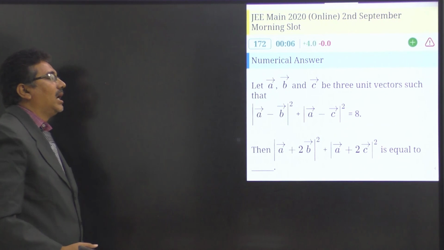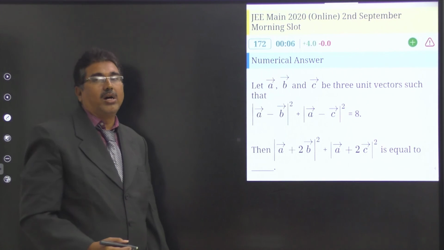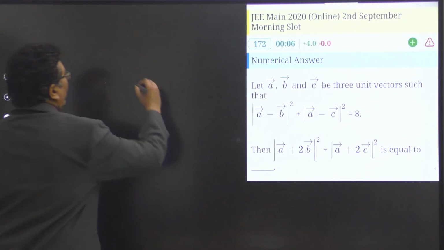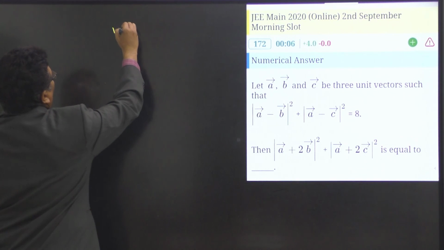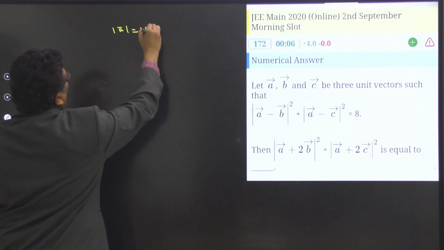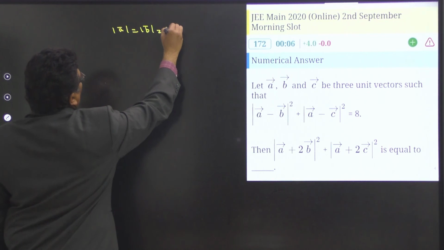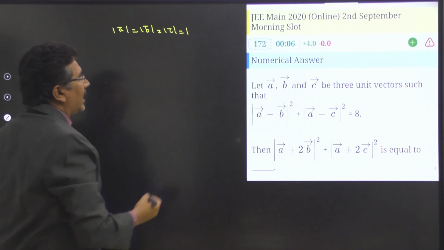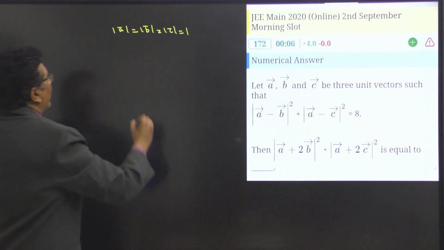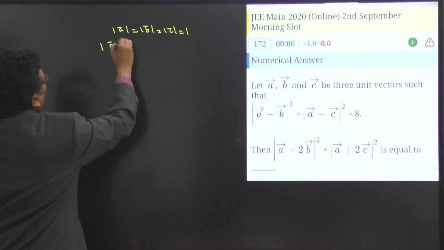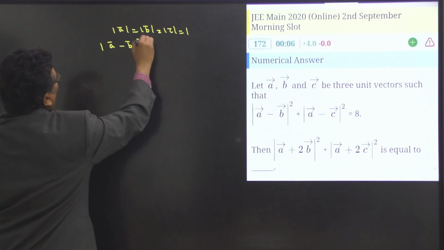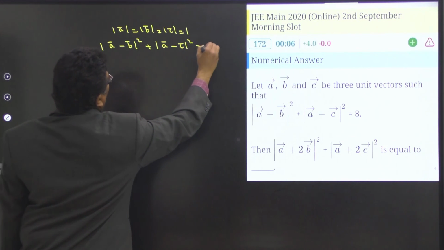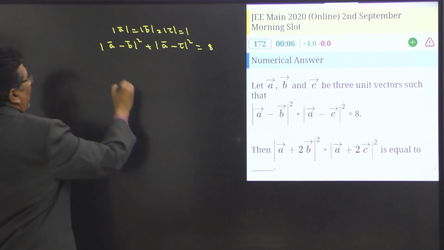Now let us see another one. A bar, B bar and C bar are 3 unit vectors, that implies mod A bar is equal to mod B bar is equal to mod C bar is equal to 1. Given a relation, modulus of A bar minus B bar whole square plus modulus of A bar minus C bar whole square is equal to 8.